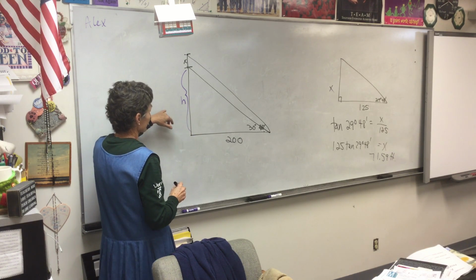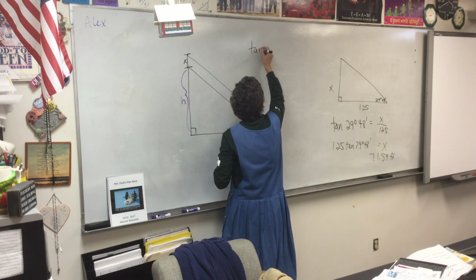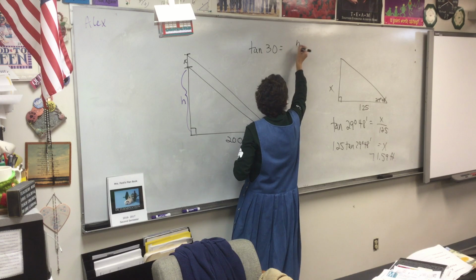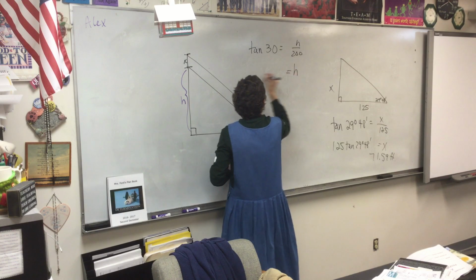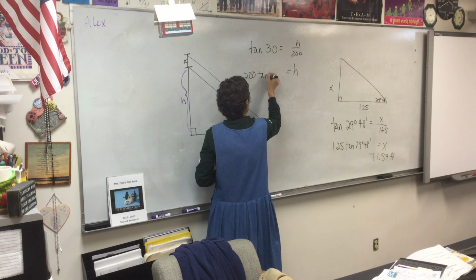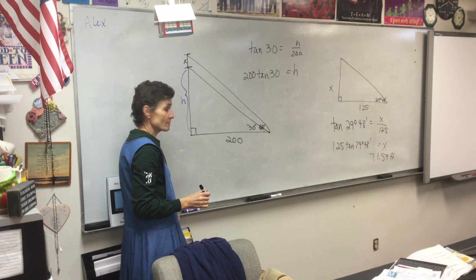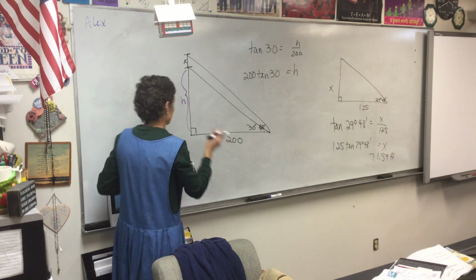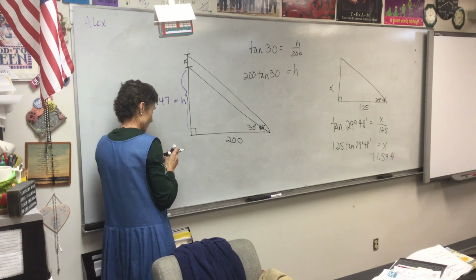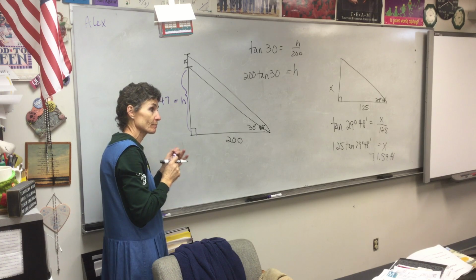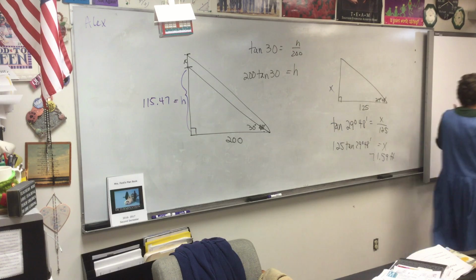What would I say? Tangent of 30 equals H over 200. Yeah. So H is simply going to be 200 tan 30. Okay, so what does H turn out to be? 115.47. Is that okay with everyone?